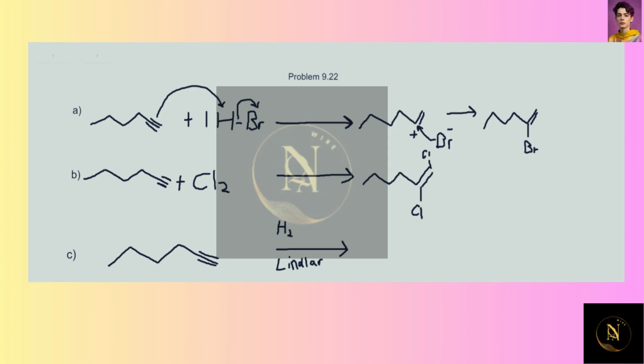In part C, we should already know that hydrogen and a Lindlar catalyst will convert a triple bond and reduce it to a double bond. It will give the cis form of a double bond, but since we have a terminal triple bond here, we do not have cis or trans orientation. So here we have 1-hexene.